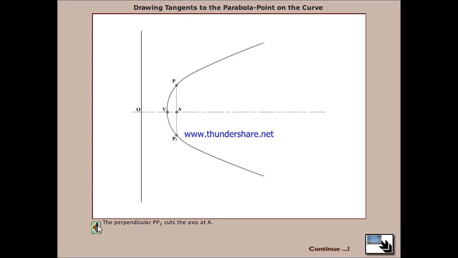The perpendicular PP1 cuts the axis at A. Mark the point T by measuring VT equal to VA on the axis. Connect TP and produce. TS is the required tangent.